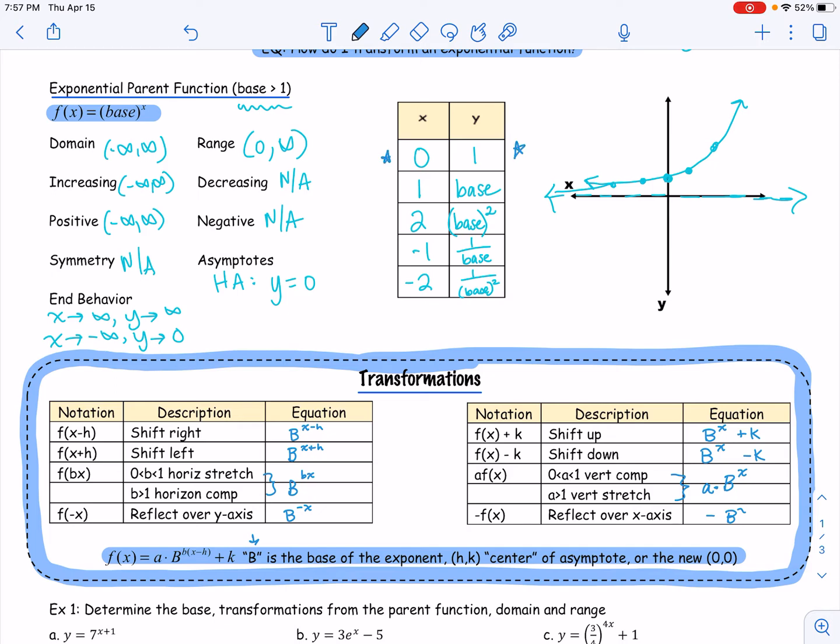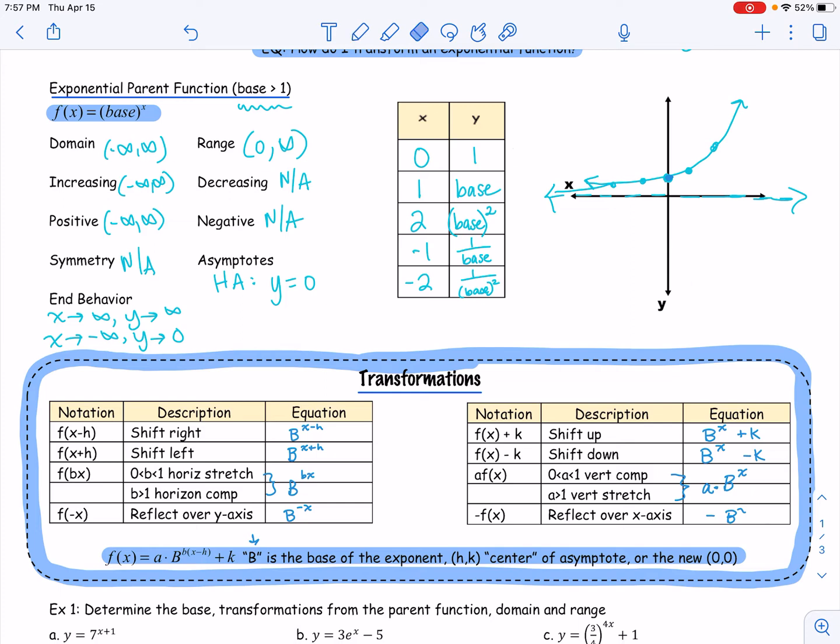But if I move that point in accordance with the transformations, it's going to change that point, because if I change 0, 1 and apply a vertical stretch or compression or horizontal stretch or compression, that's going to change the value, right? It's not going to be at 0, 1 anymore. And we know that any base raised to the 0 power is going to be 1. So we need to keep that in mind.